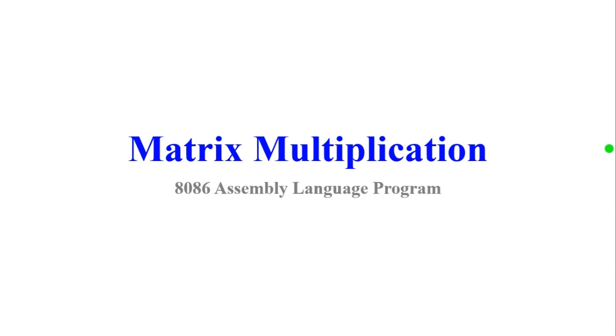In this video, we are going to see how to write an assembly language program to perform a matrix multiplication. How the matrix multiplication is going to perform in 8086 microprocessor ALP program. In this matrix multiplication, while storing the matrix in memory, the first row elements are stored first, followed by the second row elements and then the third row elements.